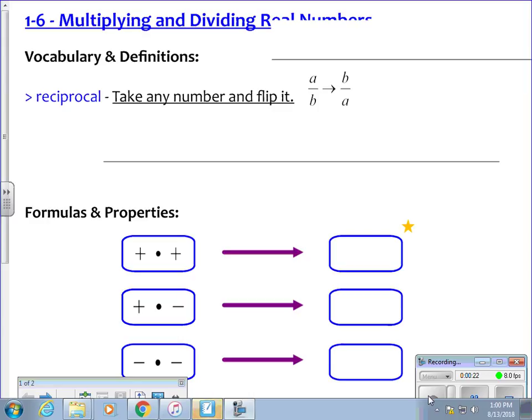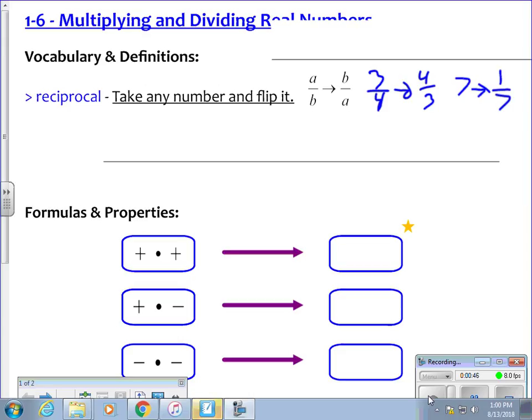If it's a fraction, that's fine. 3/4, the reciprocal of 3/4 is 4/3. If it's not a fraction, let's say 7, the reciprocal of 7 would just be 1/7.